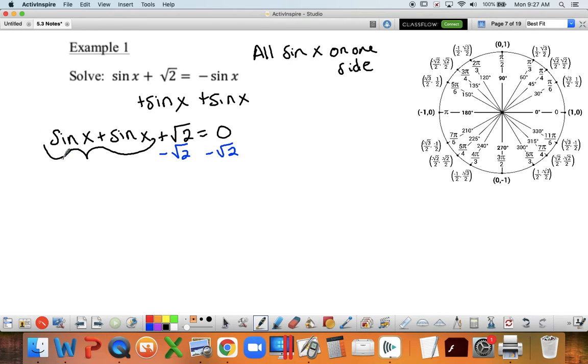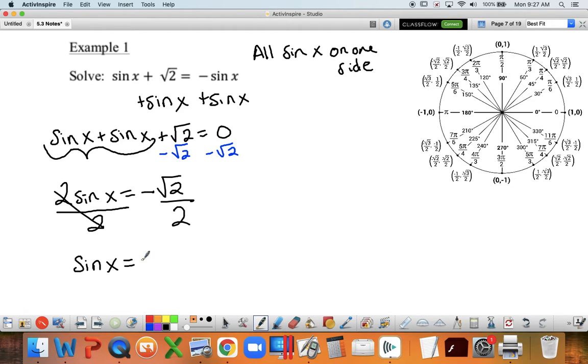What's 1 sine x plus another sine x? That's 2 sine x equals negative square root of 2. I want to solve for just the sine of x is equal to something, so I'm now going to divide both sides by 2. So the angles that I'm looking for that satisfy this equation have a sine value of negative square root of 2 over 2.